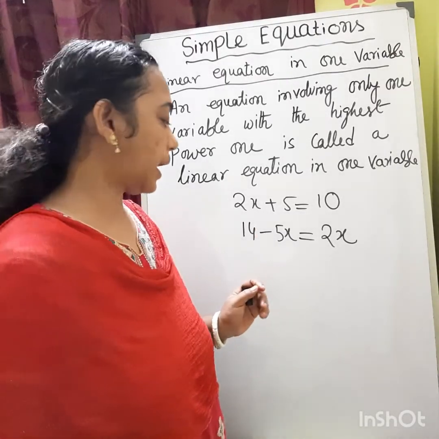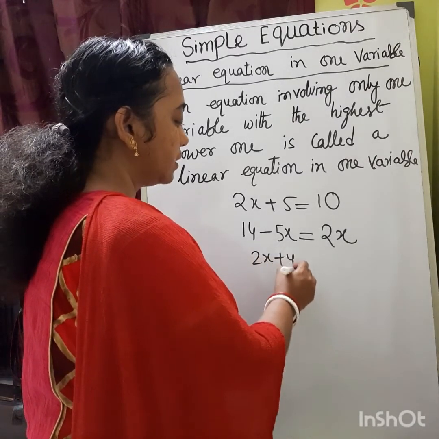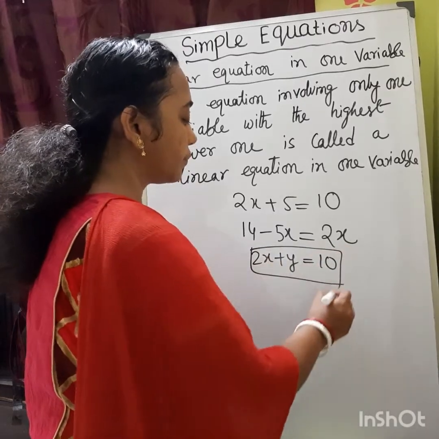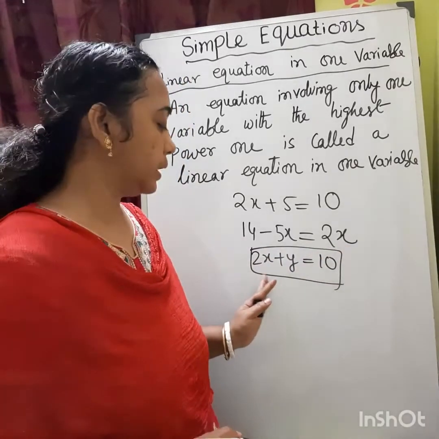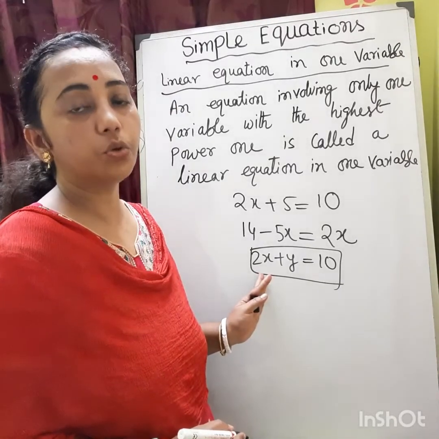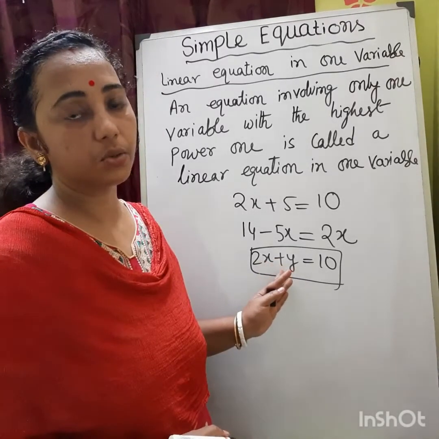For example, if we write 2x plus y is equal to 10, this is not an example of a linear equation in one variable. That time this example is called a linear equation in two variables, because there are two variables present. One is x, another is y.